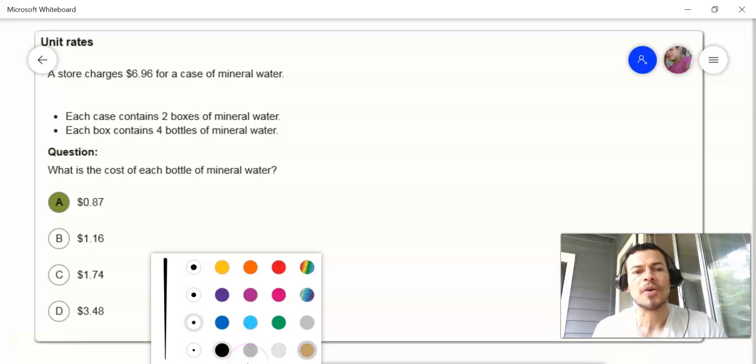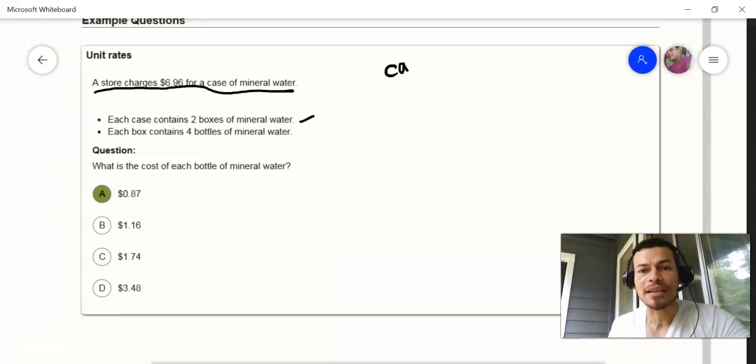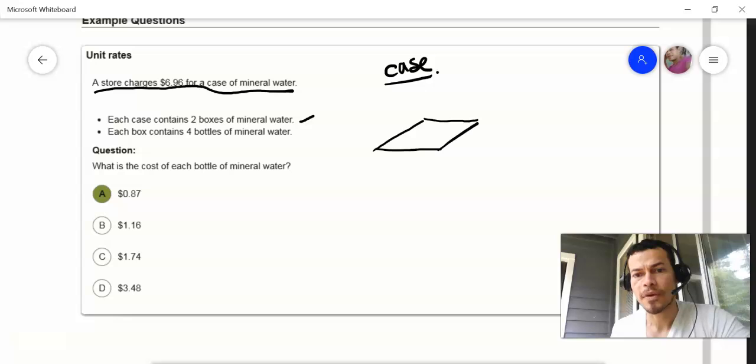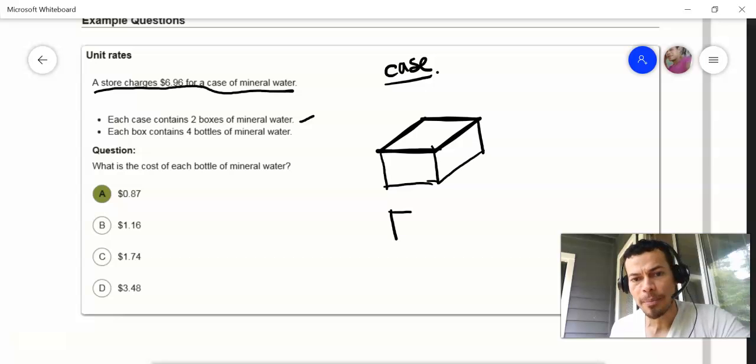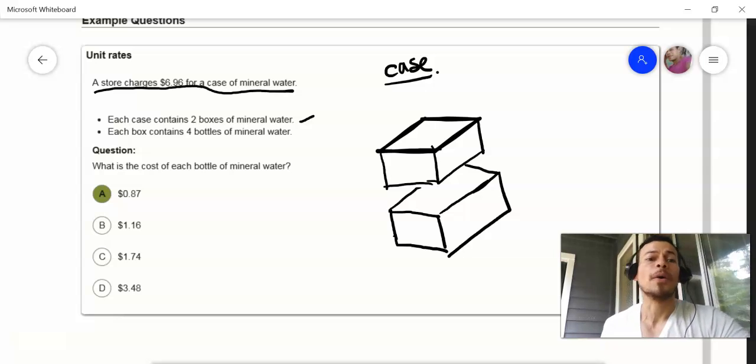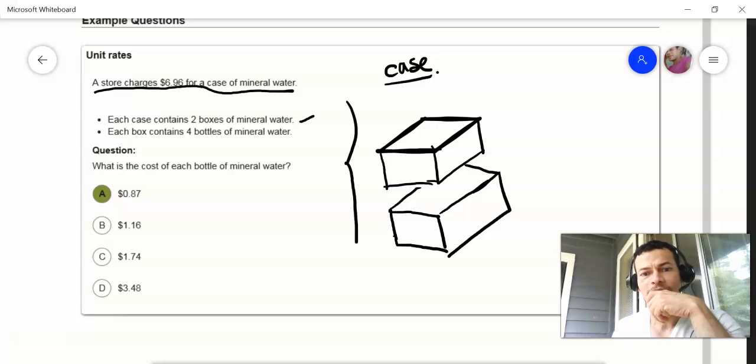So let's see. We have a case. Let's draw the case. So 2 boxes. So we have 1 box, which is this one here. So we have 1 box, and then we have another box. And this is something that I always suggest my students do when they are solving a word problem. Draw the problem so you understand what the problem is asking you to solve. Okay, so this is the case. This whole thing that you have here is the case.